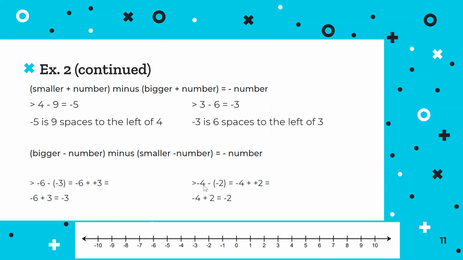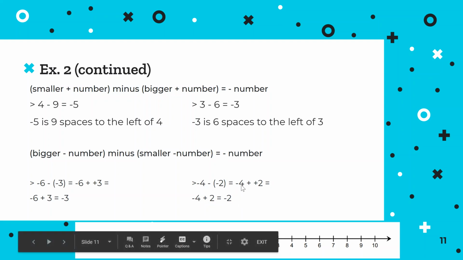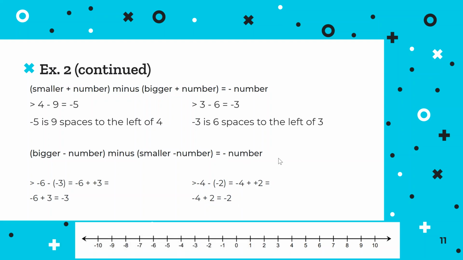So here we have -4 minus -2. So we do the same thing. We put a plus sign through it. It's minus a negative, which is equal to addition. So -4 plus a +2 is equal to -4 plus 2, which is equal to -2.